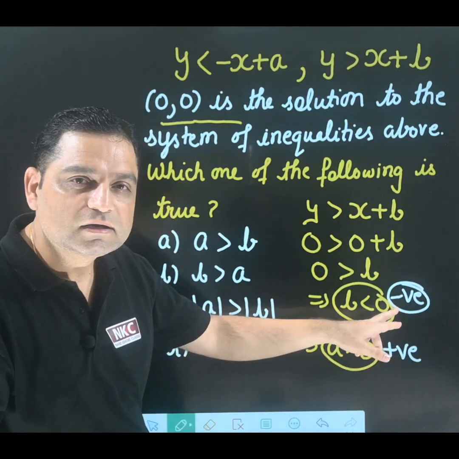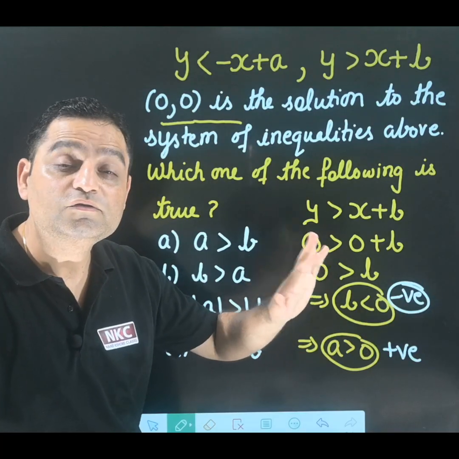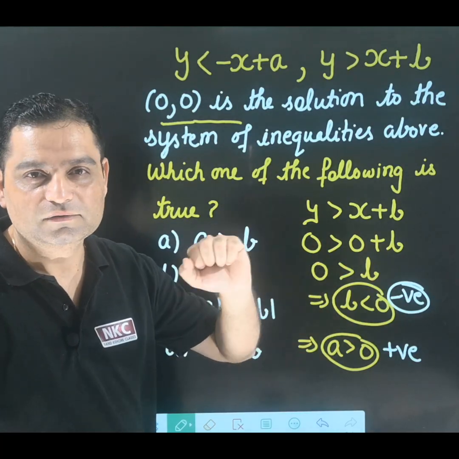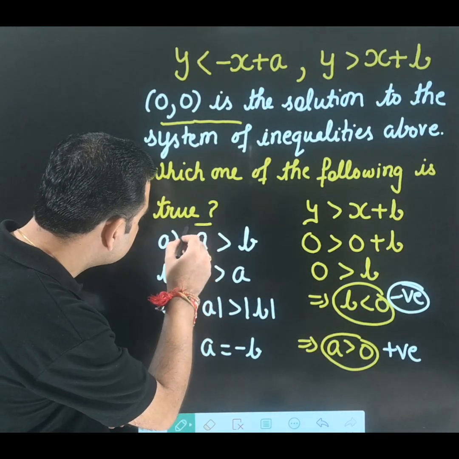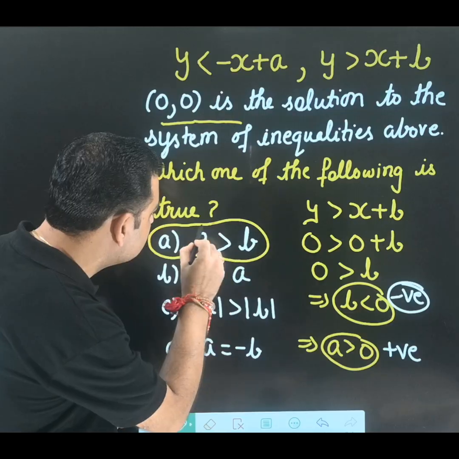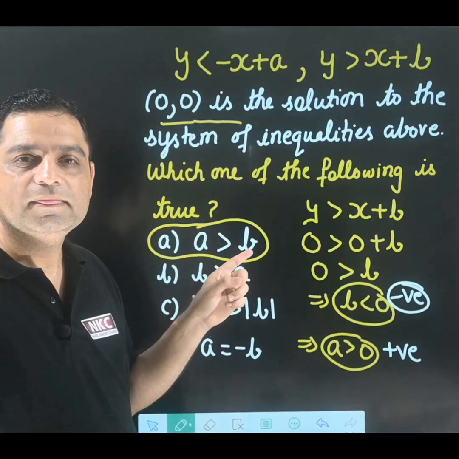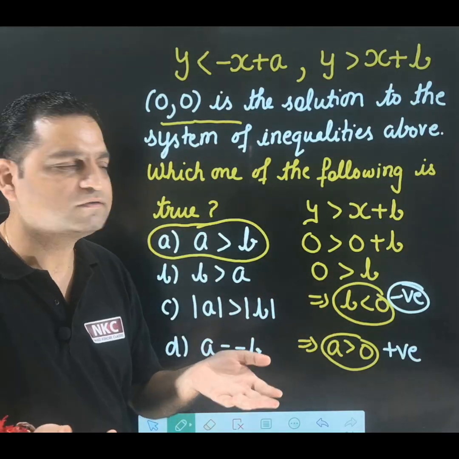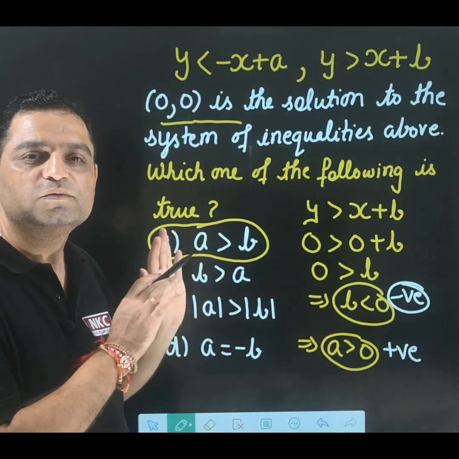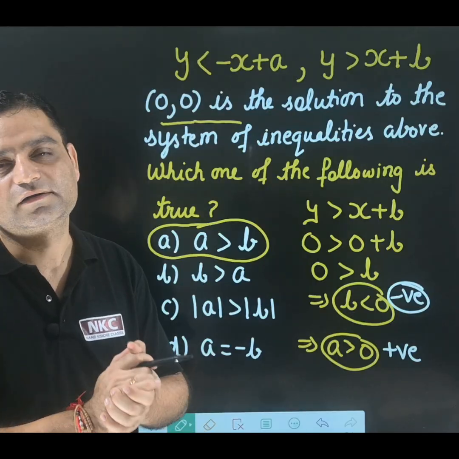a positive, b negative. A positive value is always greater than a negative value, right? Positive is the greater value. So is there any option? Yes. Option A: a is greater than b. Because I am getting that a is positive and b is negative, then it is quite obvious that a is greater than b. So option A is going to be the correct answer.